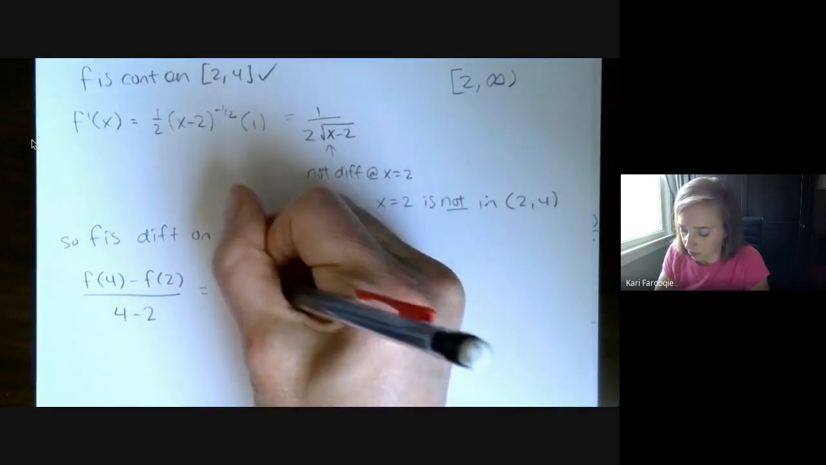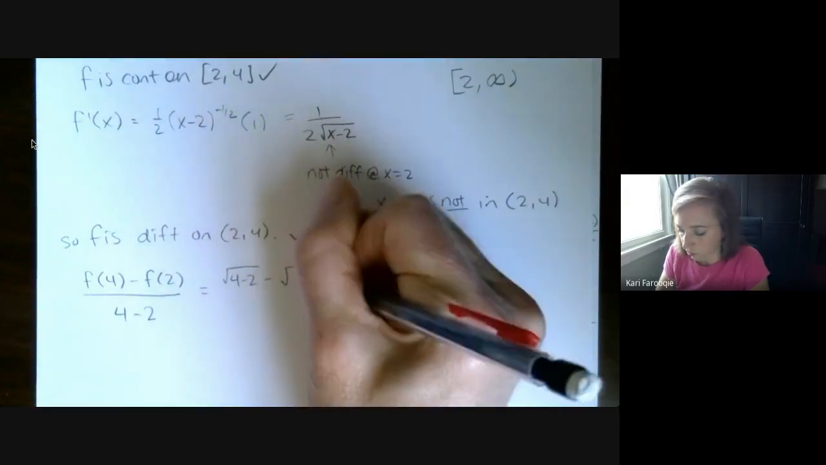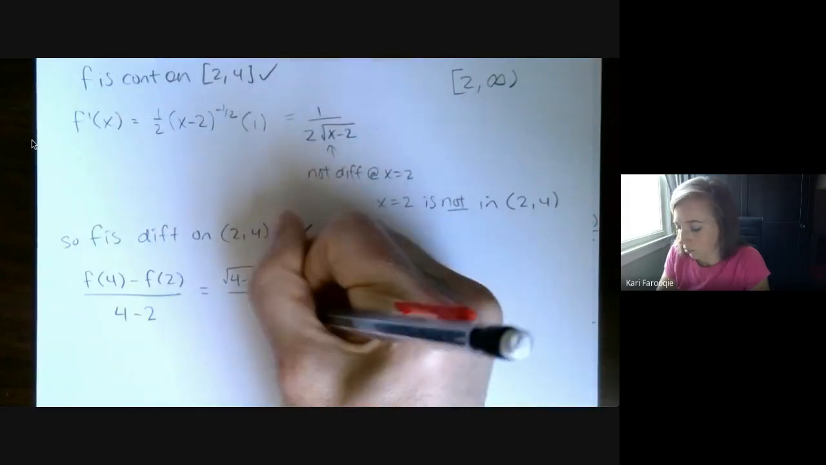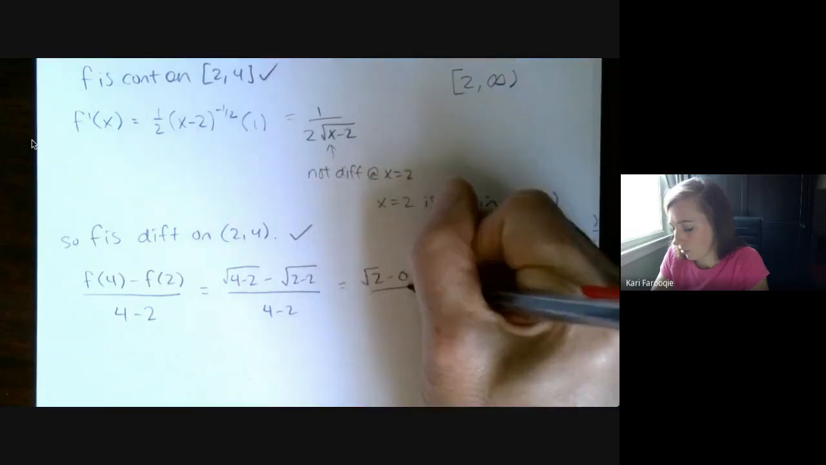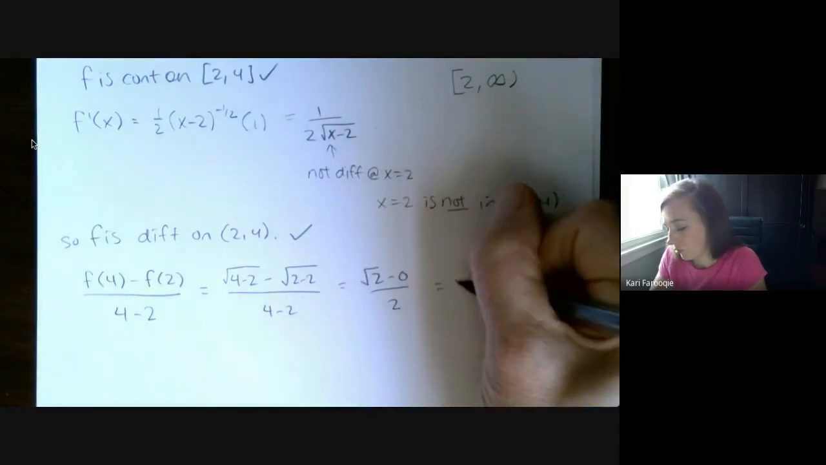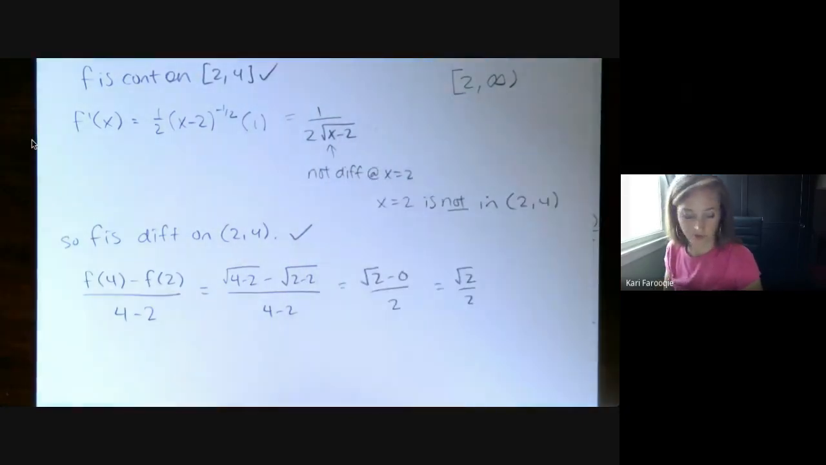F of 4 is the square root of 4 minus 2. F of 2 is the square root of 2 minus 2. So we have the square root of 2 minus 0 divided by 2, which is the square root of 2 over 2. So this is your slope from 2 to 4.